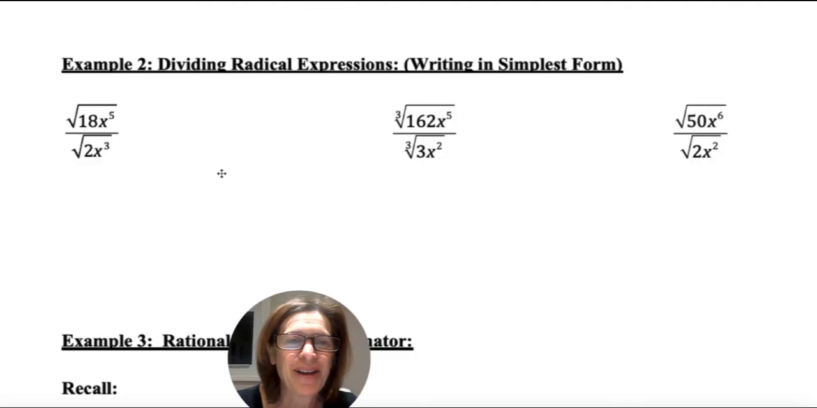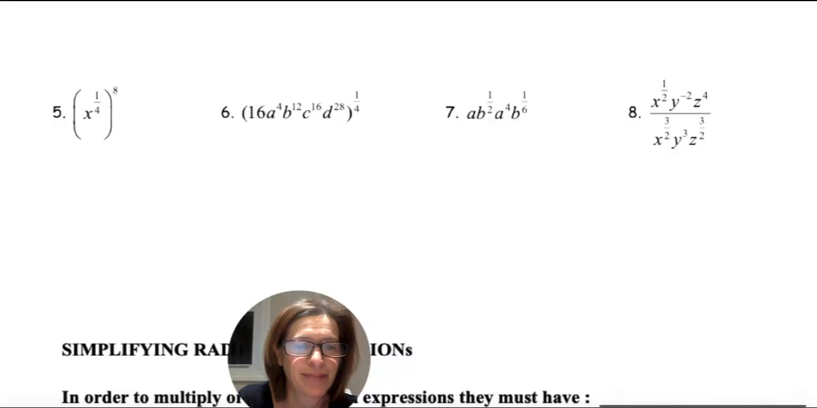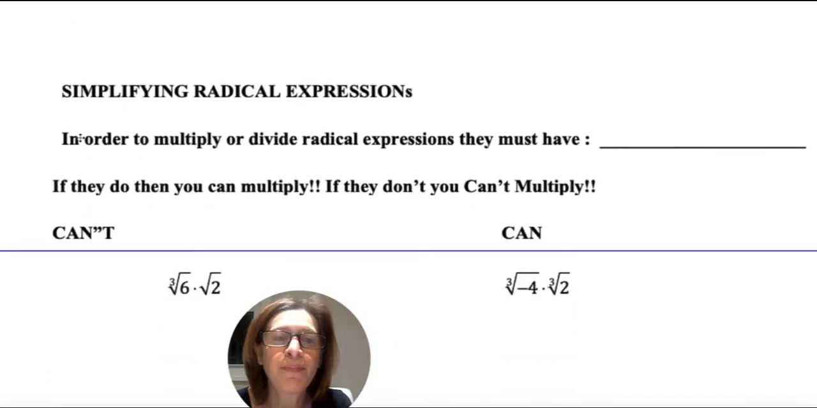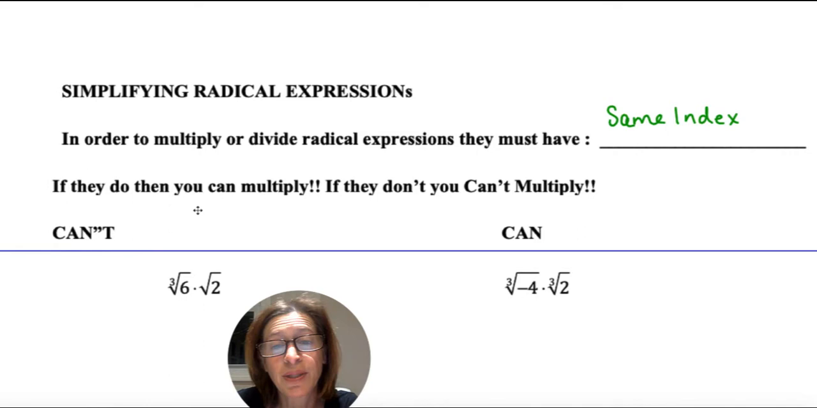All right, so let's look at multiplying. So in order to multiply or divide radicals, they must have the same index, okay? They must have the same index. Otherwise, you can't multiply them. If they do, you can multiply. If they don't, you can't.